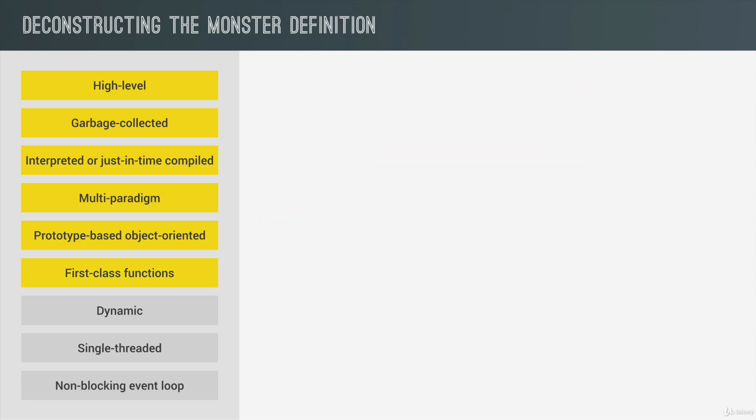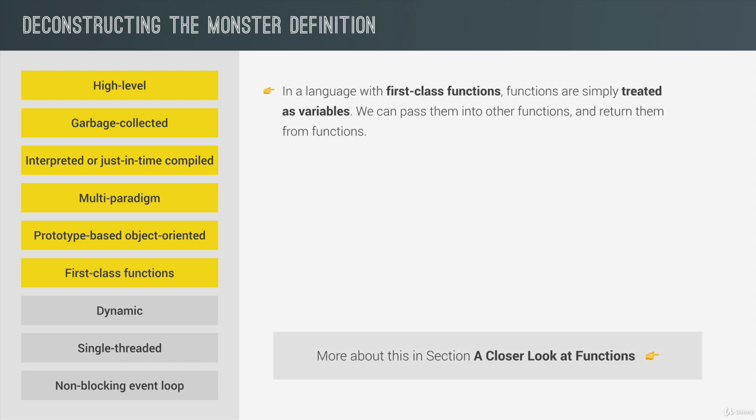Next up, JavaScript is a language with first-class functions, which simply means that functions are treated just as regular variables. So we can pass functions into other functions, and we can even return functions from functions. And this is extremely powerful because it allows us to use a lot of powerful techniques and also allows for functional programming, which is one of the paradigms that we just talked about before.